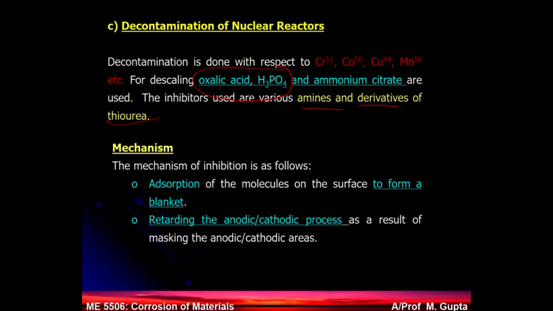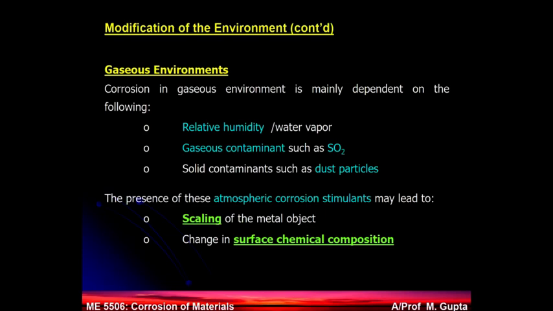The mechanism is the same. These substances are introduced in the solution and they mask the area which you want to protect. If they are anodic inhibitors, they go to the anodic sites. If they are cathodic inhibitors, they go to the cathodic sites, mask them and minimize the corrosion. So that's how the inhibitor works.